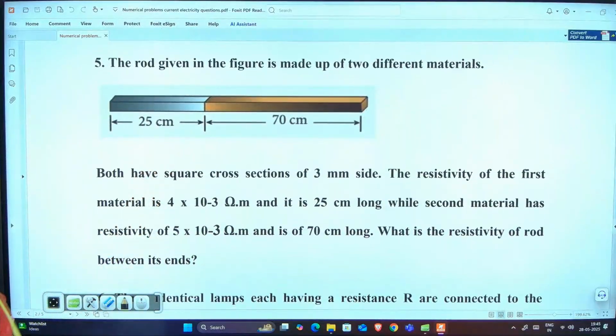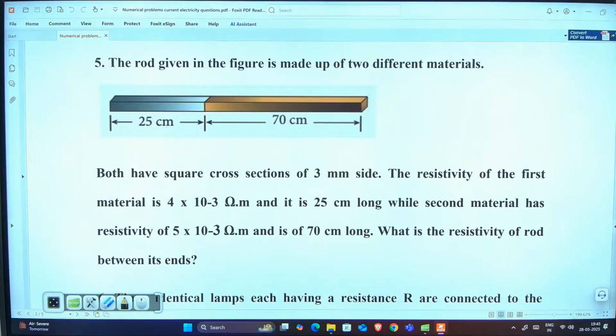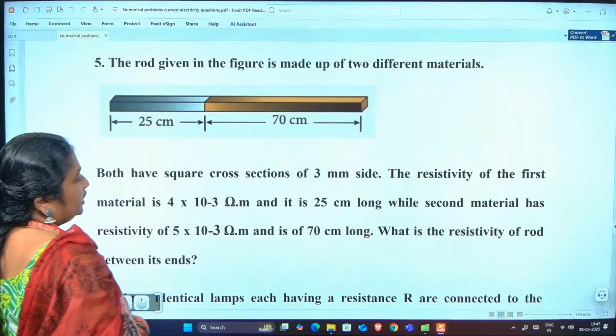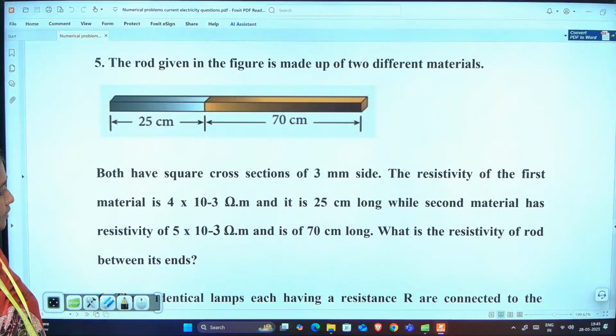Now the rod given in the figure is made up of two different materials. One is having a length of 25 centimeter, the other one is 70 centimeters. Both have same square cross sections of side 3 millimeter. The resistivity of the first material is 4 into 10 power minus 3 ohm meter and it is 25 centimeter long, while the second material has a resistivity of 5 into 10 power minus 3 ohm meter and it is of 70 centimeter long. What is the resistivity of the rod between its ends?